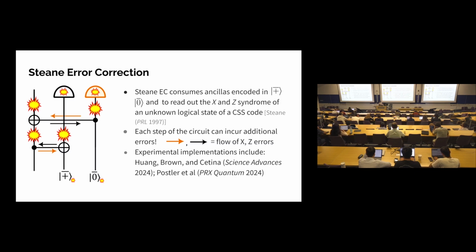Of course, because we live in this terrible world where there's errors everywhere, each step of the circuit can incur additional errors that can flow back onto the system. So I've indicated those by these orange and black arrows. And I should mention that there have been some recent experimental implementations of doing Steane error correction for, say, a repetition code or a color code, including by some people in the audience.